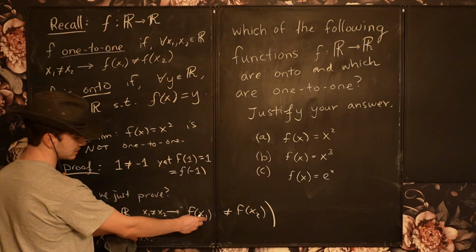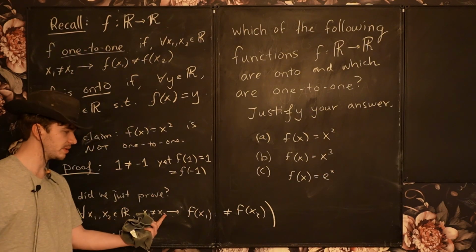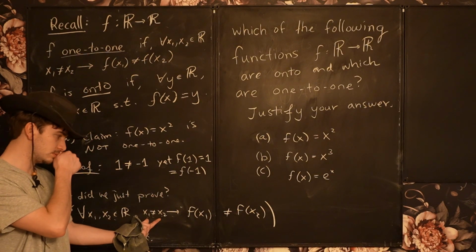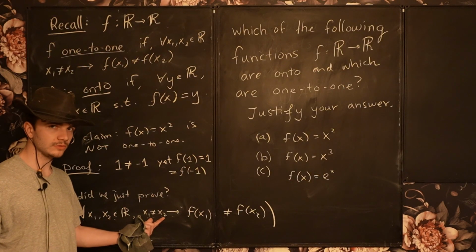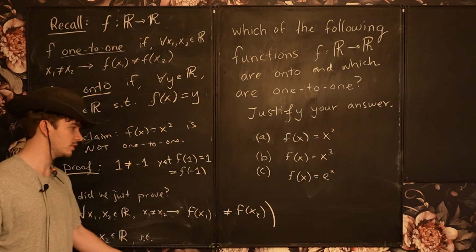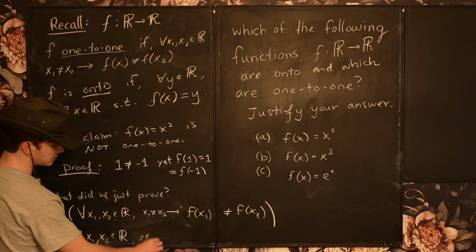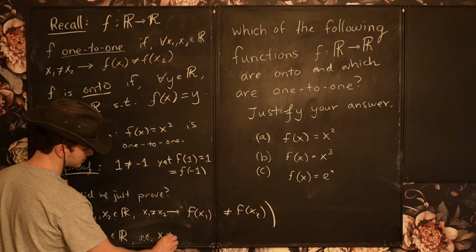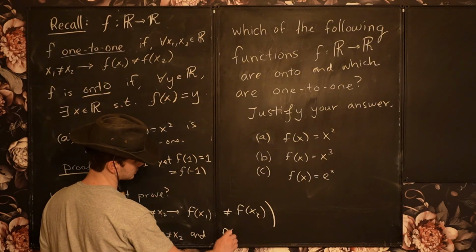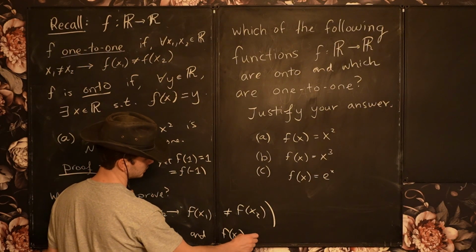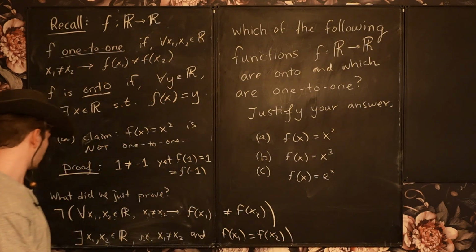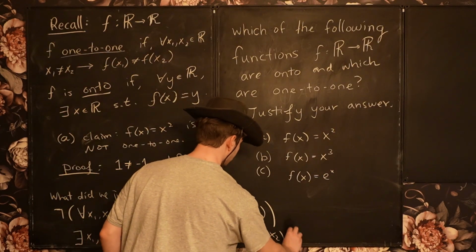So the logical negation of this statement, you can think of it as a P implies Q. The logical negation of this is P is true and Q is false. So such that x1 is not equal to x2 and f of x1 is equal to f of x2. Okay, so there's no parentheses here.